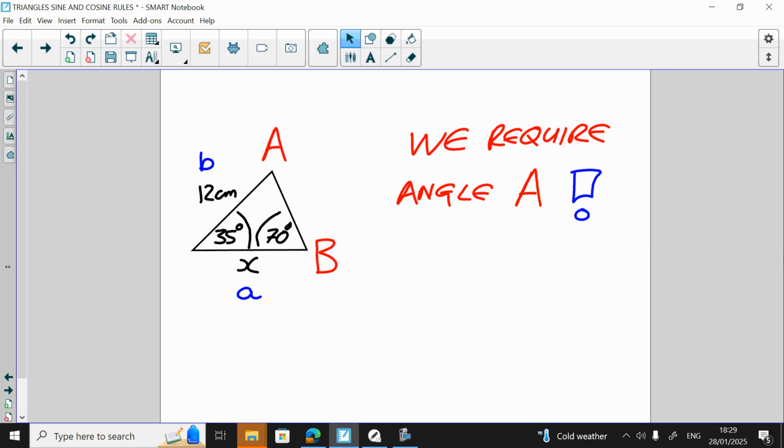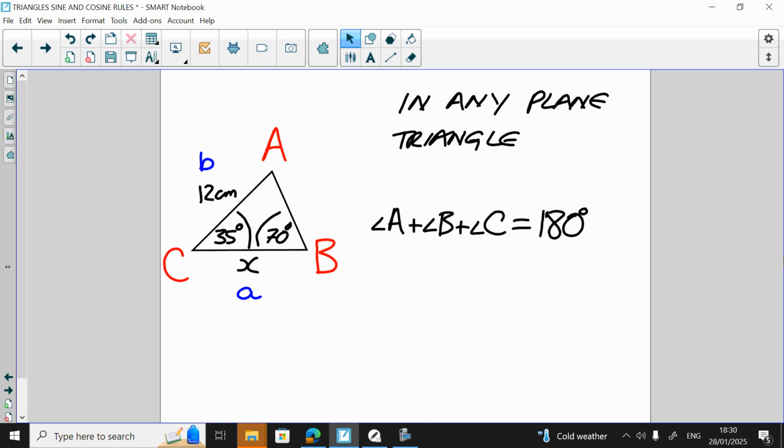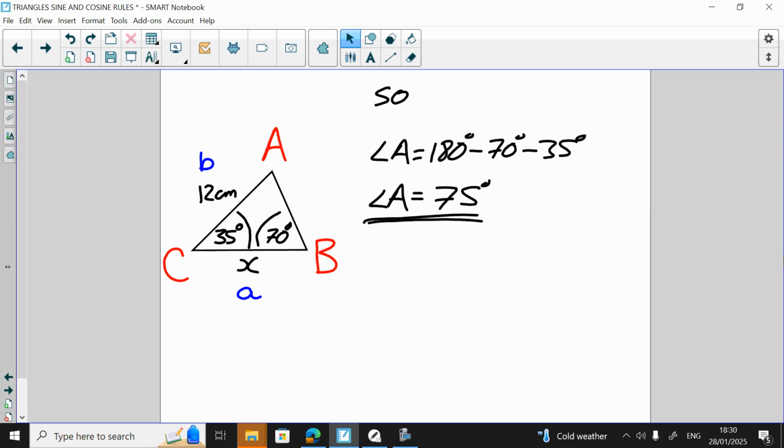So it looks like we don't have the angle A that we need. We definitely need that. But with your knowledge of triangles and their internal angles, you should know that they all add up to give you 180 degrees. So angle A, angle B, and angle C is 180 degrees. We've already got 35 and 70 in there, so if we take them away from 180, we should get the required angle. So I did 180 take away the 70, then took away the 35 to hopefully give me 75.